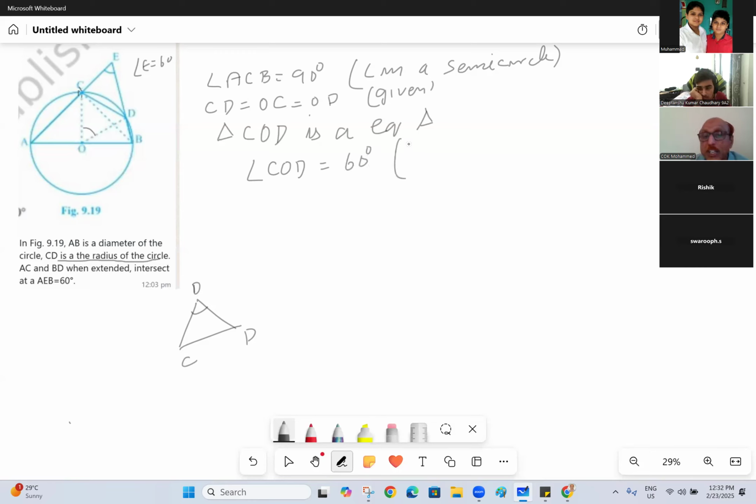In an equilateral triangle, each angle equals 60. So angle COD is 60. Now I want Daksh: which is the degree measure theorem I want to use? Angle COD is equal to twice the angle subtended by it at any point on the remaining part of the circle. Which is that?